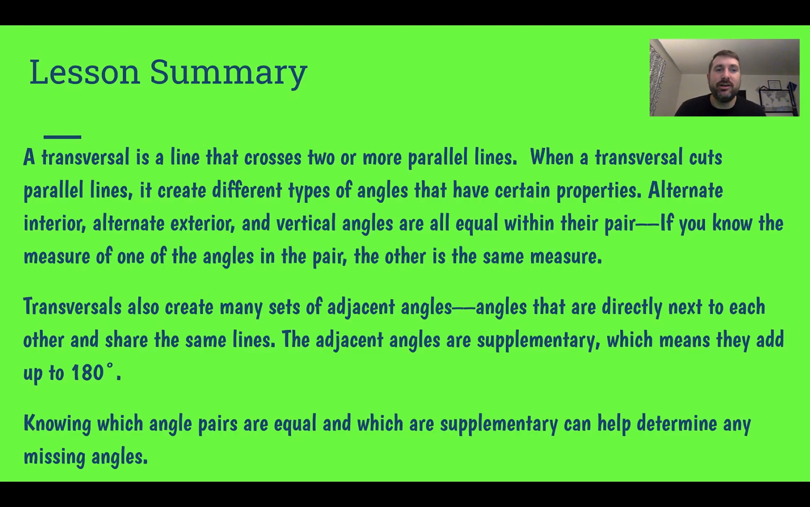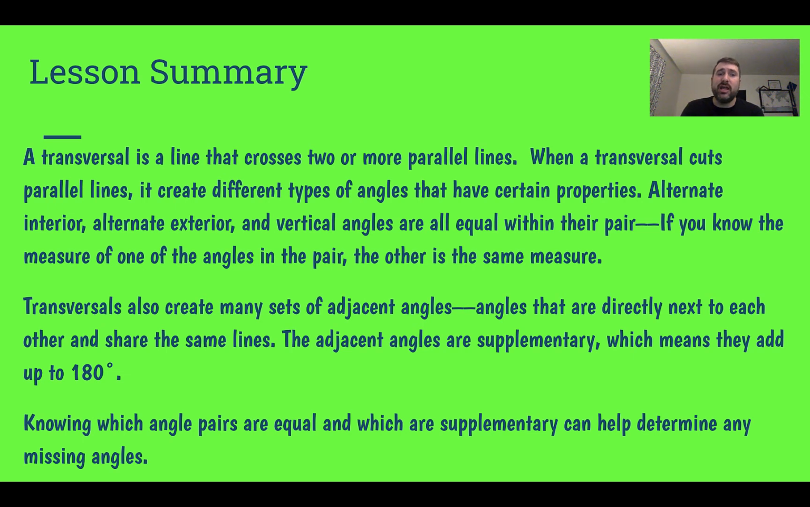In this lesson, we learned that a transversal is just a line that crosses two or more parallel lines. When that transversal cuts those parallel lines, it creates different types of angles that have specific properties. Alternate interior, alternate exterior, and vertical angles are all equal with their pair. So if you know one of them, you know the other. That's very helpful when filling in missing angles.